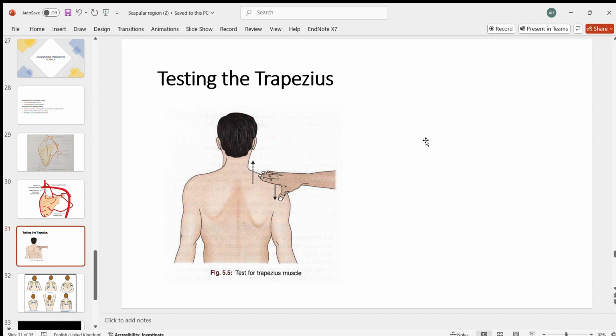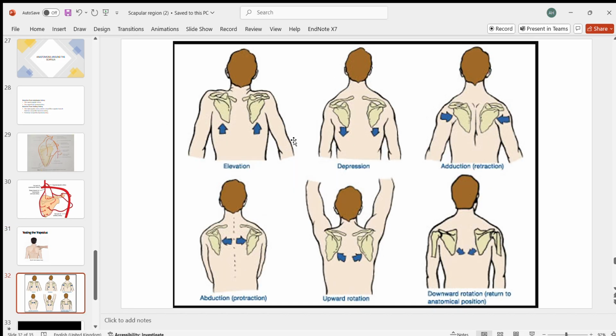Now, how can we test trapezius? Trapezius is the shrugging muscle. We put our hand at the level of trapezius muscle and ask the patient to shrug. And in this way, we can see the integrity of the trapezius muscle. These are the various movements of scapula, which are the elevation, depression, adduction, abduction, upward rotation, and downward rotation.